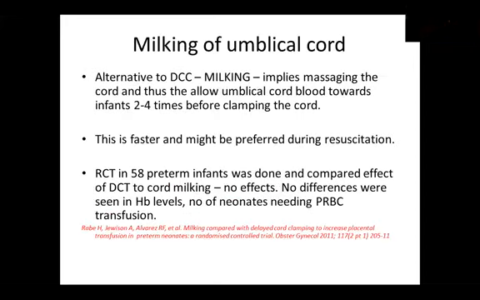Next, what is milking of the cord? It is an alternative to delayed cord clamping. It implies massaging the cord and allowing the umbilical cord blood to flow towards the infant. This is faster and might be preferred during resuscitation. There was an RCT involving 58 preterm infants that compared the effect of delayed cord clamping to cord milking. It was shown that there was no effect. No differences were seen in hemoglobin levels or number of neonates needing PRBC transfusion.